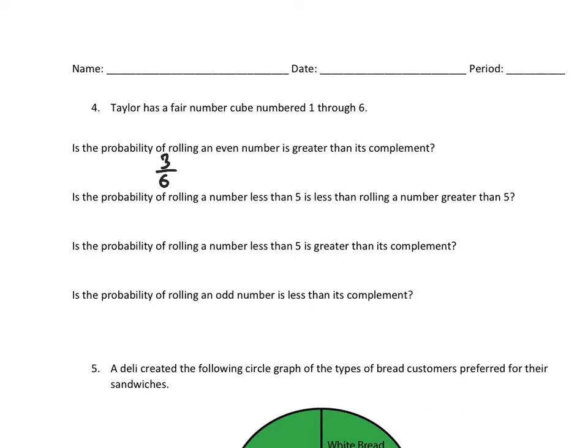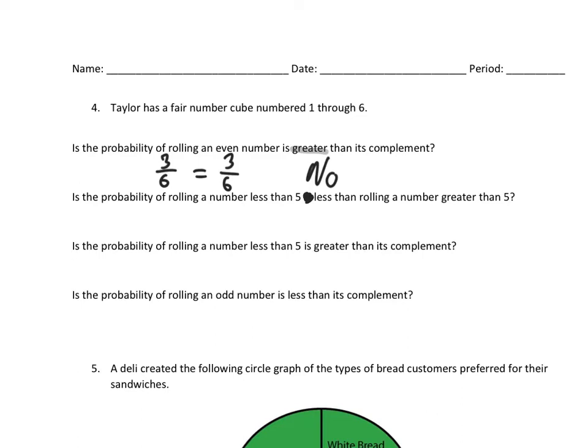And for odd numbers, we have 1, 3, and 5. So that's another 3 numbers out of 6. These two are equal. This question was, is it greater than? So the answer right here is no, it is not greater than. The next question has a little bit of a grammar error. So get rid of that "is there" because it's a little extra.